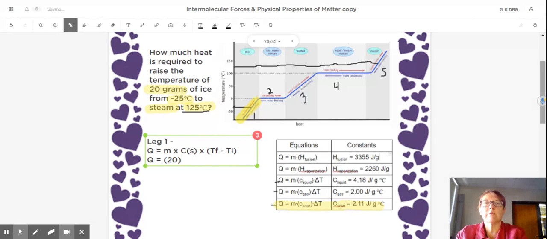So we have 20 grams of ice, and we're going to multiply that times the specific heat of the solid, which we said is 2.11 joules per gram degree Celsius. Notice I'm just typing the numbers in here right now. I'm not doing any units, just to save space and time. All right, and then times our delta T.